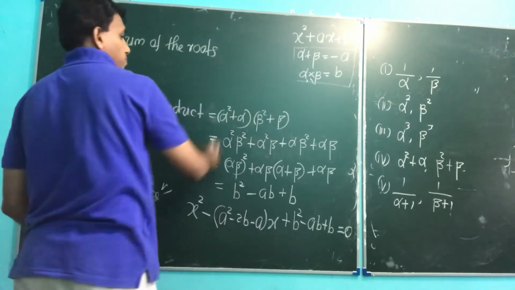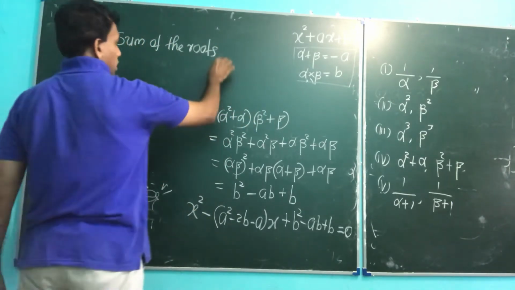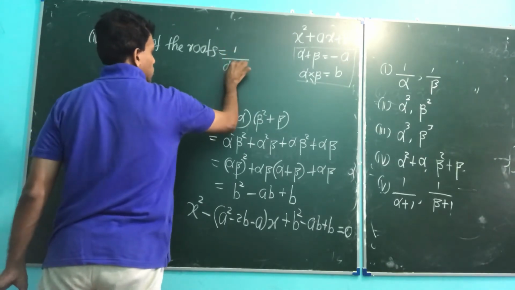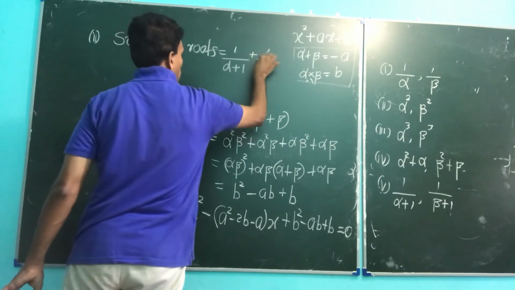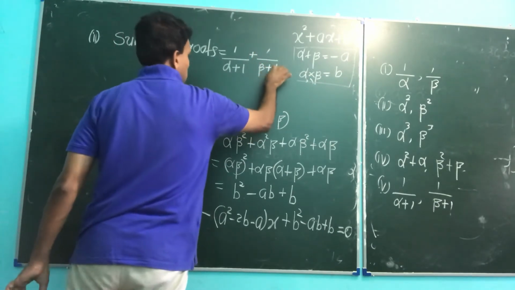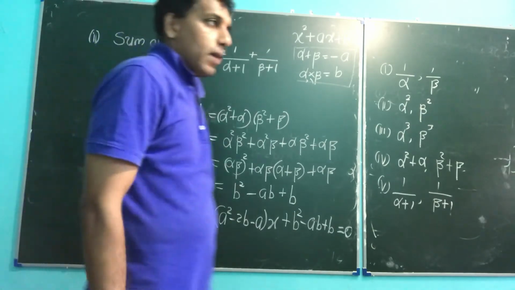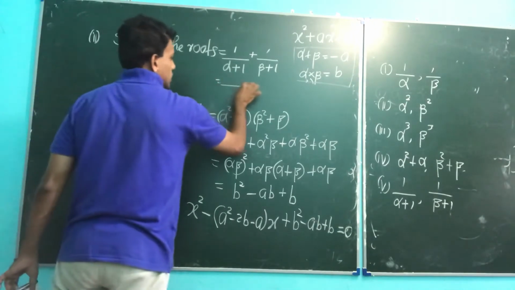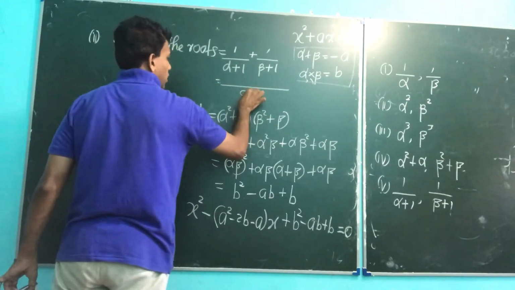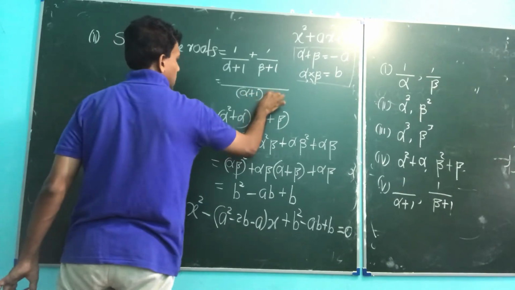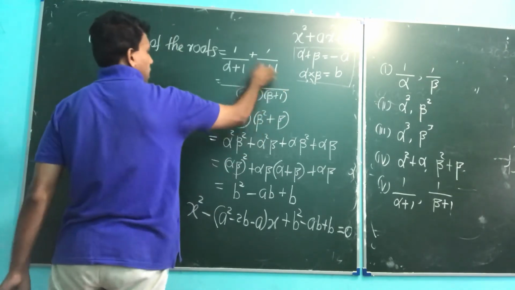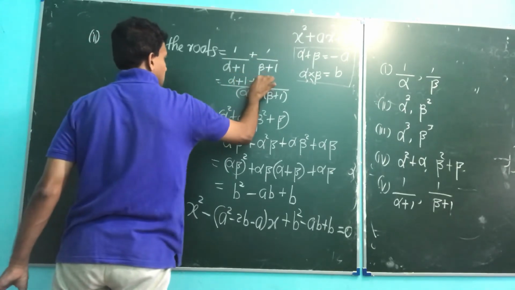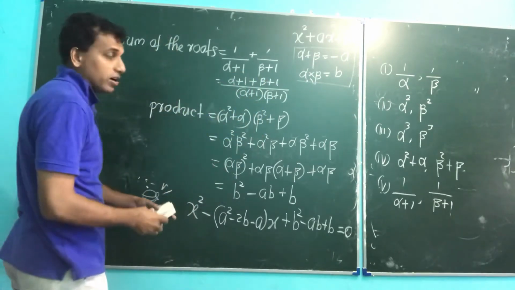So, fifth part: the summation of 1 over alpha plus 1 plus 1 over beta plus 1. That is the sum of the roots. Simplify that: take the LCM of alpha plus 1 and beta plus 1. Then the numerator is alpha plus 1 plus beta plus 1.